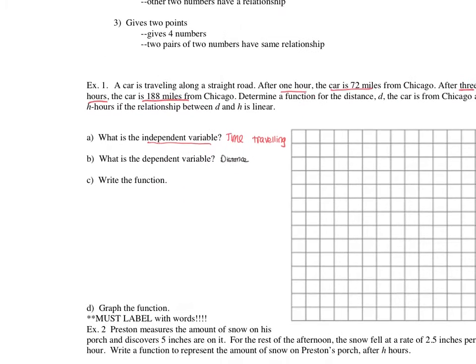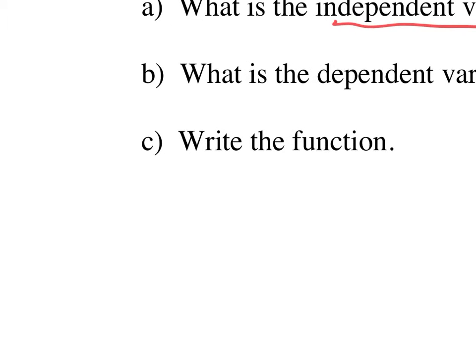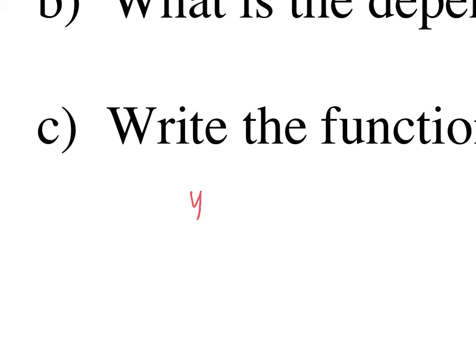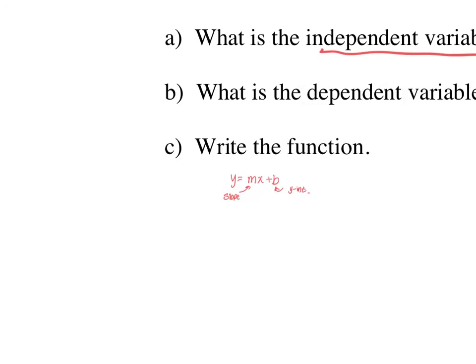Now we want to write the function. Remember, all of our functions are going to be in the form y equals mx plus b. So I'm going to write y equals mx plus b, where m is our slope and b is our y-intercept. So I need to know my slope and my y-intercept. So let's find our slope.